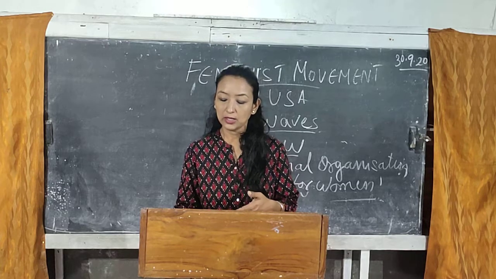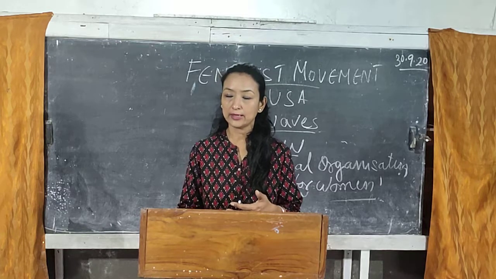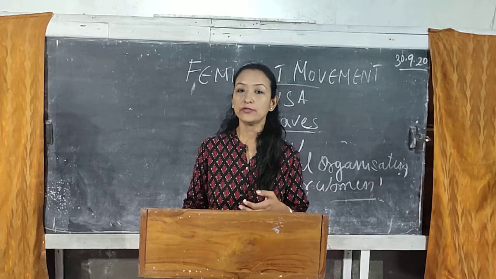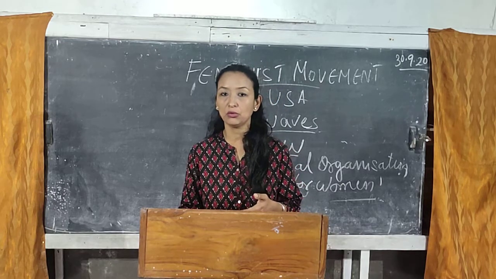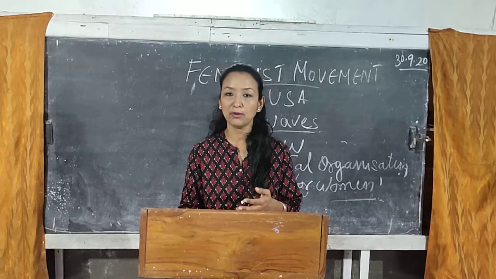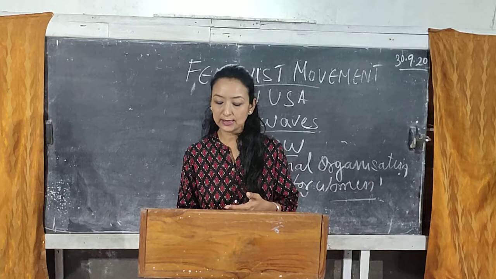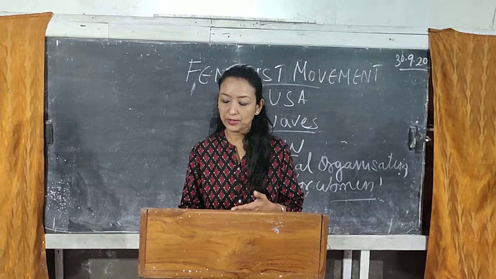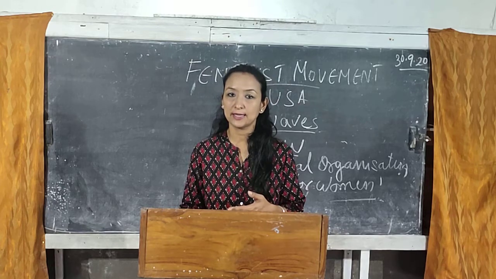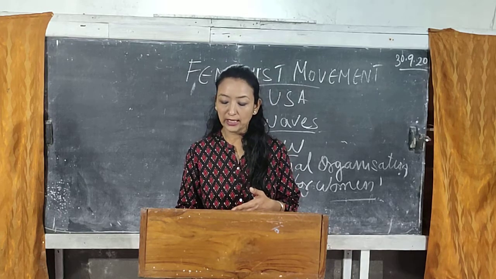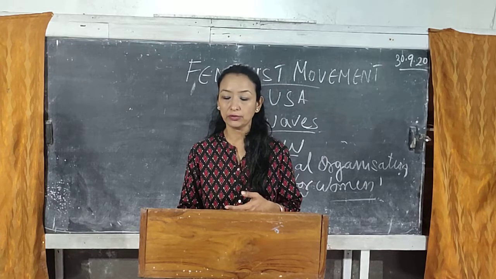So here in the first wave, as we did earlier, it was voting rights. This feminist movement fought for the voting rights of women, and especially Virginia Woolf played an important role. She came up with the book A Room of One's Own, and Elizabeth Stanton also. There was a convention, a meeting which was held for equal voting rights. And finally, the 19th Amendment was passed in the USA for the voting rights of women.